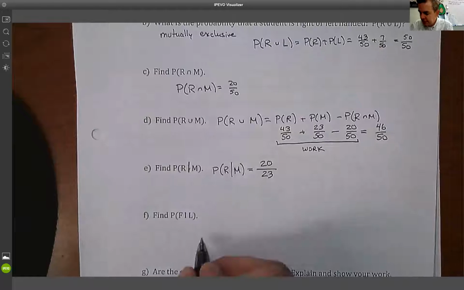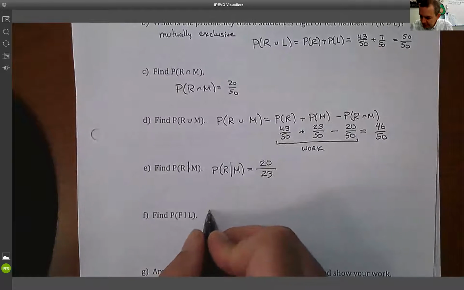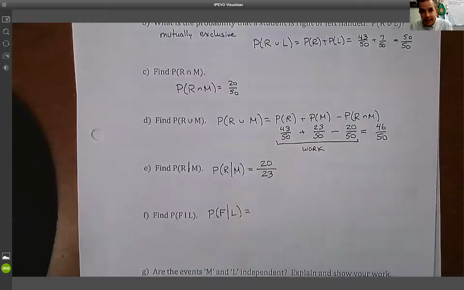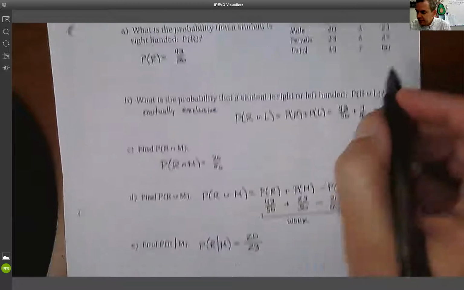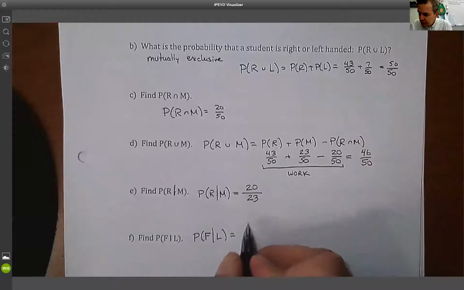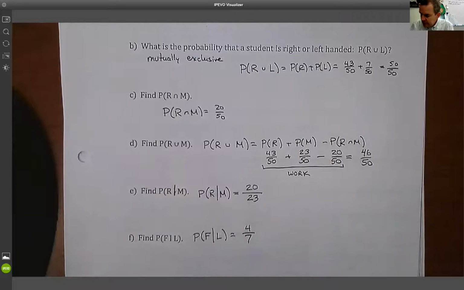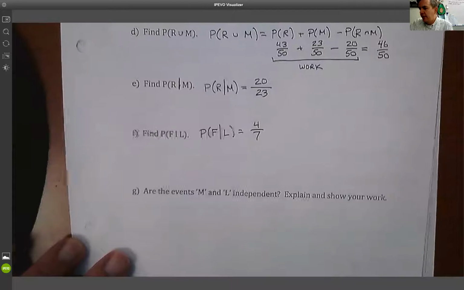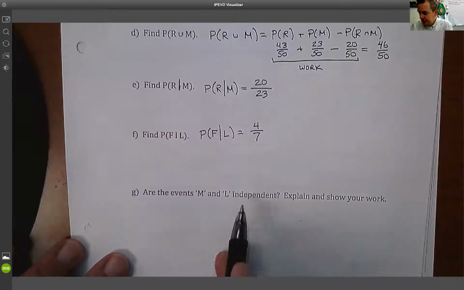Letter F says the probability of female given you're left-handed. In other words, in English, how many of my left-handers are female? So in this case, I have 7 left-handed people, 4 of which are female. So that's 4 out of 7. And then the question down here: are the events male and left-handed independent?